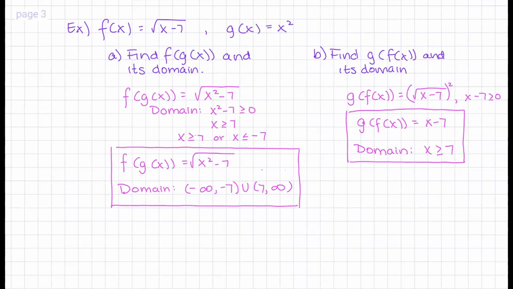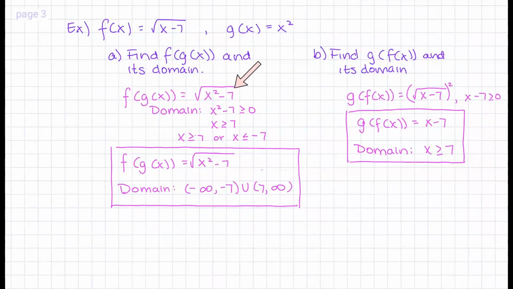So pause the video and give that a shot. Alright, so here are the answers. So let's take a look at them. Very similar to the problem up above, but that little minus 7 makes them a tiny bit more complicated. So when we're doing part A, f of g of x, g is the inside function. So we're going to take g and put it inside of f. So it ends up looking like this.